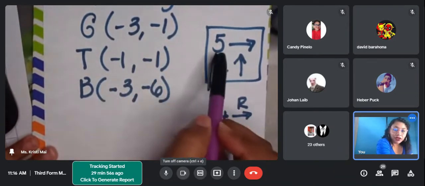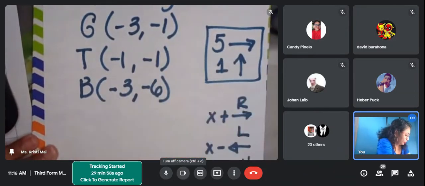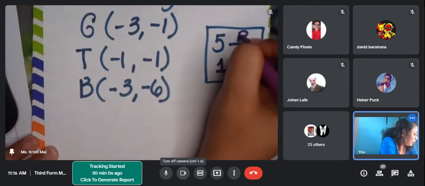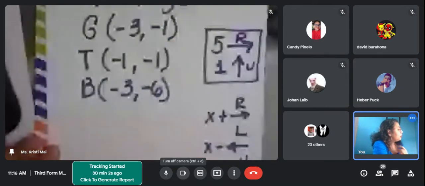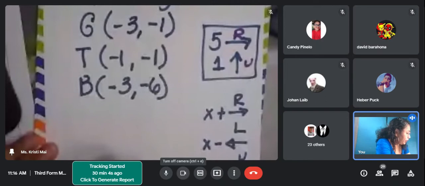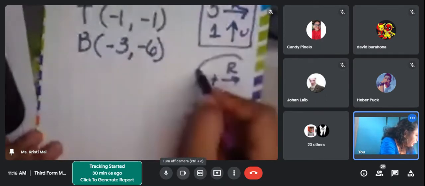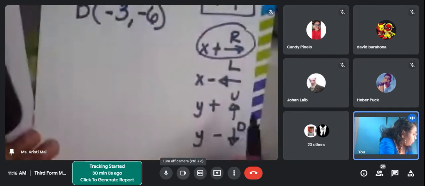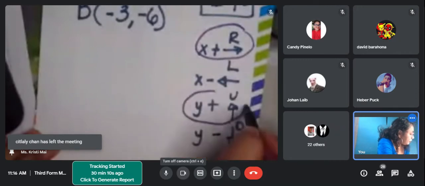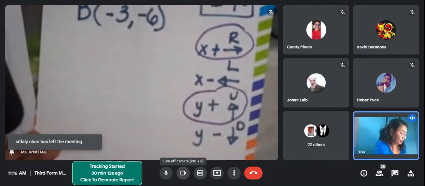And they tell me 5 to the right, 5 to the right, and one up. So I find these points right here. I'm going to talk about the right, and I'm talking about going up. So those are the ones that I'm going to be using.